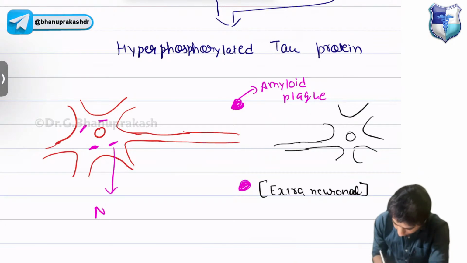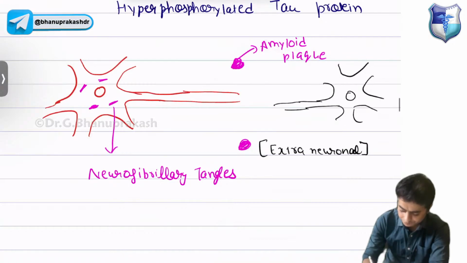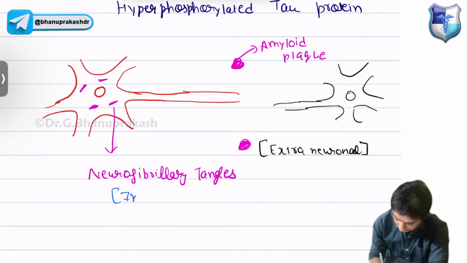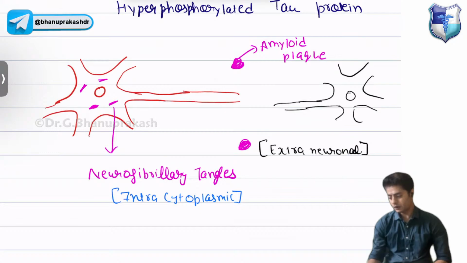then it is known as NF, that is your neurofibrillary tangle. ठीक है? And this is intracytoplasmic. ठीक है?